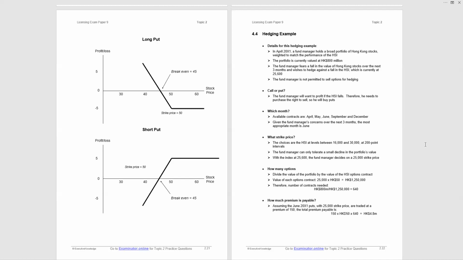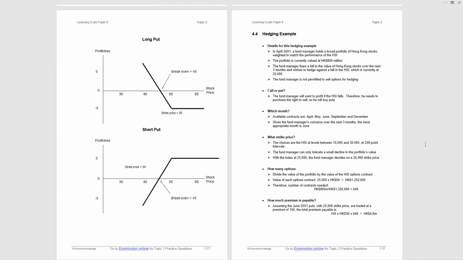They want to have the right to sell at 25,000. So how many options will be required? And this could be a separate question all on its own. Well, we divide the value of the portfolio by the value of the Hang Seng Index options contract. What is the value of a contract? It is the index level multiplied by the multiplier for options, which is the same as futures, 50 Hong Kong dollars. So 25,000 multiplied by 50 gives us 1.25 million. Therefore, the number of contracts required is the 800 million exposure divided by the value of a contract, 1.25 million: 640 contracts required.